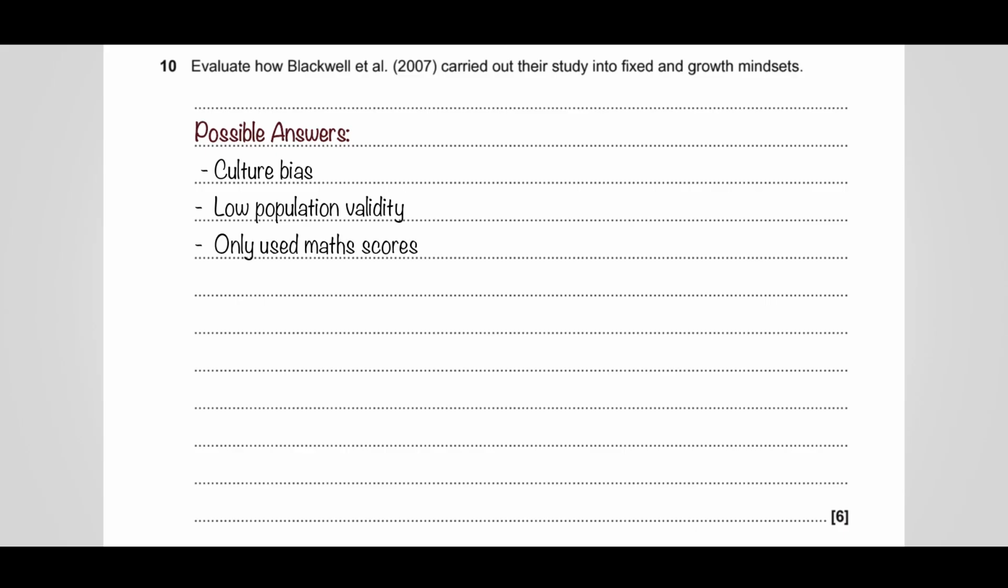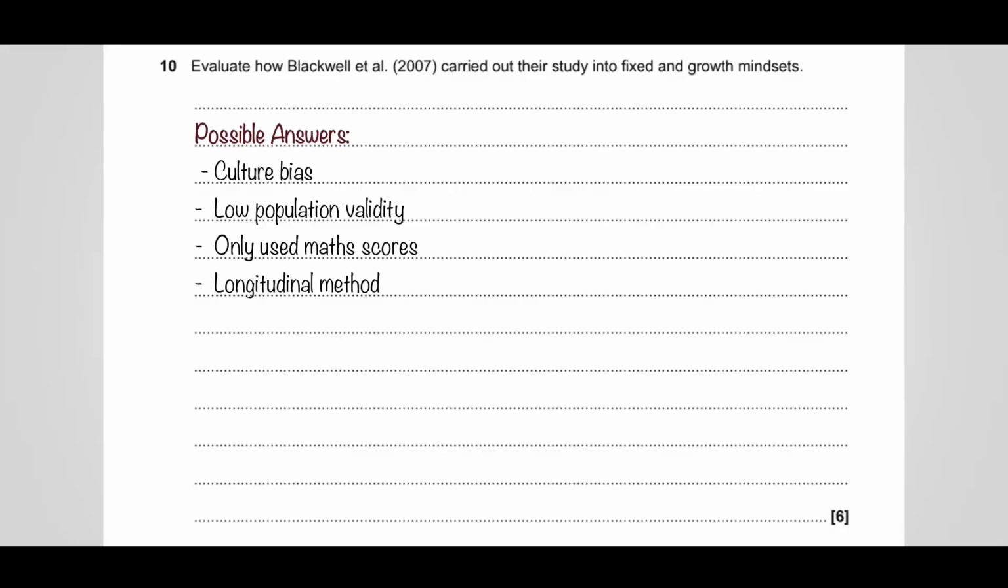We could use the fact that actually they only used math scores. Now that's a really good one for Blackwell. They only looked at maths tests. Now if we're only looking at maths tests, that's not really going to be representative of all intelligence, you know, intelligence in science or English or just general intelligence. So that's a huge limitation of the study. So there's 3 right there. If you fully explain them, that's going to get you 6 marks.